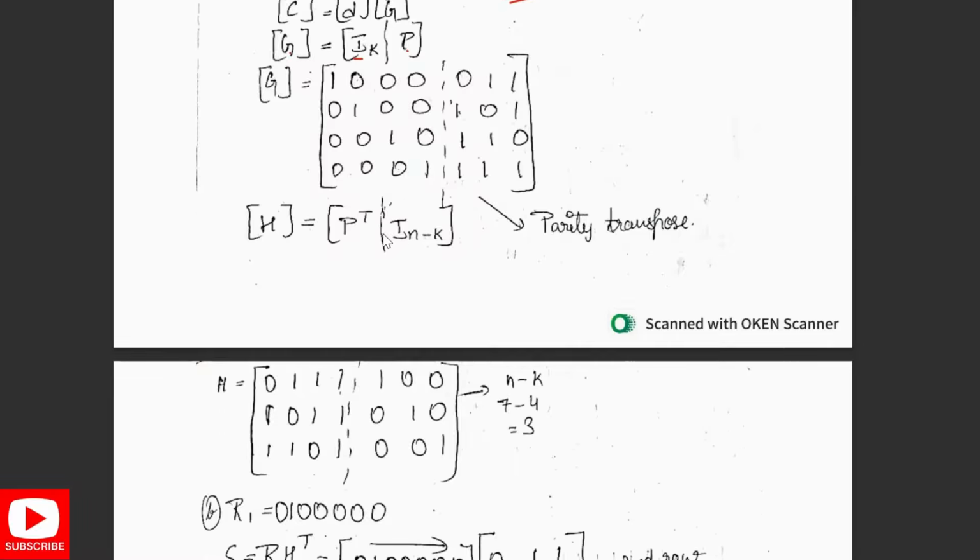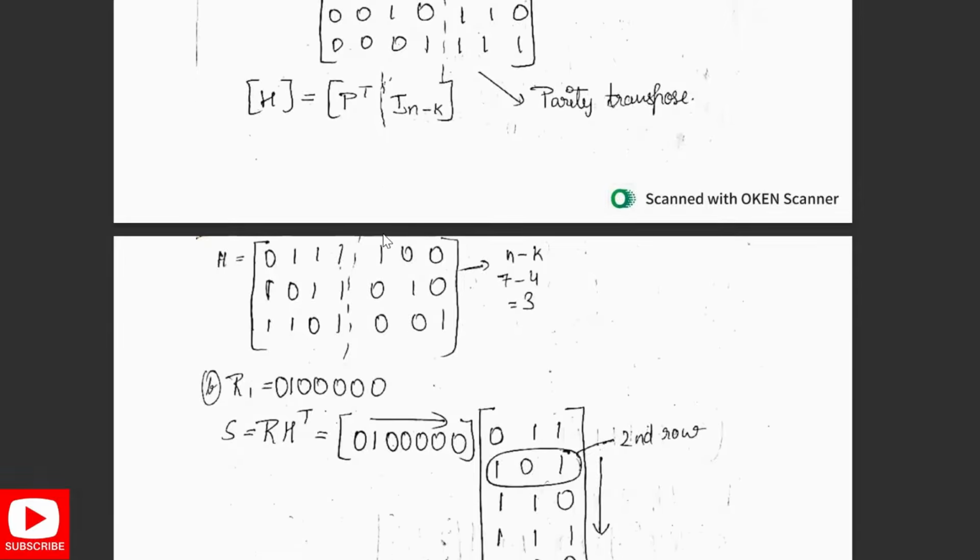So H is given by P transpose. Transpose is nothing but changing the rows and columns. Consider this first column; it becomes the first row here. The middle column becomes the middle row, and the last column becomes the last row. Similarly, H is given by the identity matrix of size n minus k, which is 7 minus 4, that is 3. So you find the H matrix here. So G and H are done.